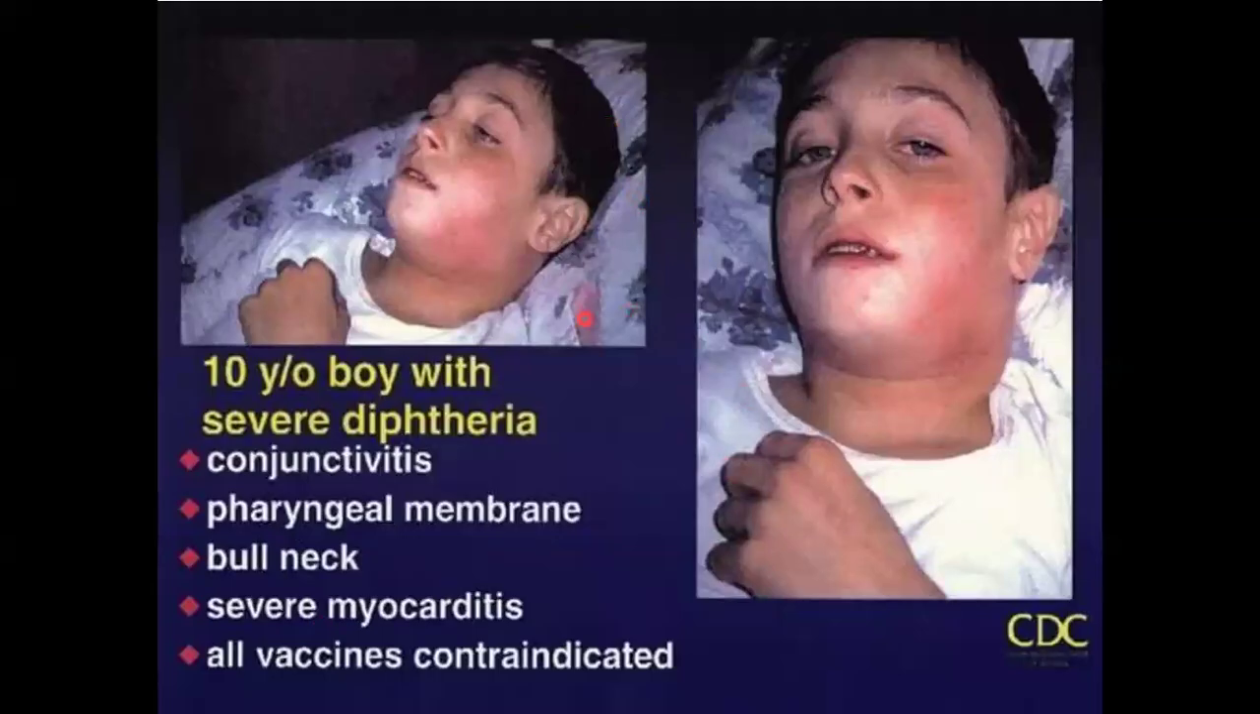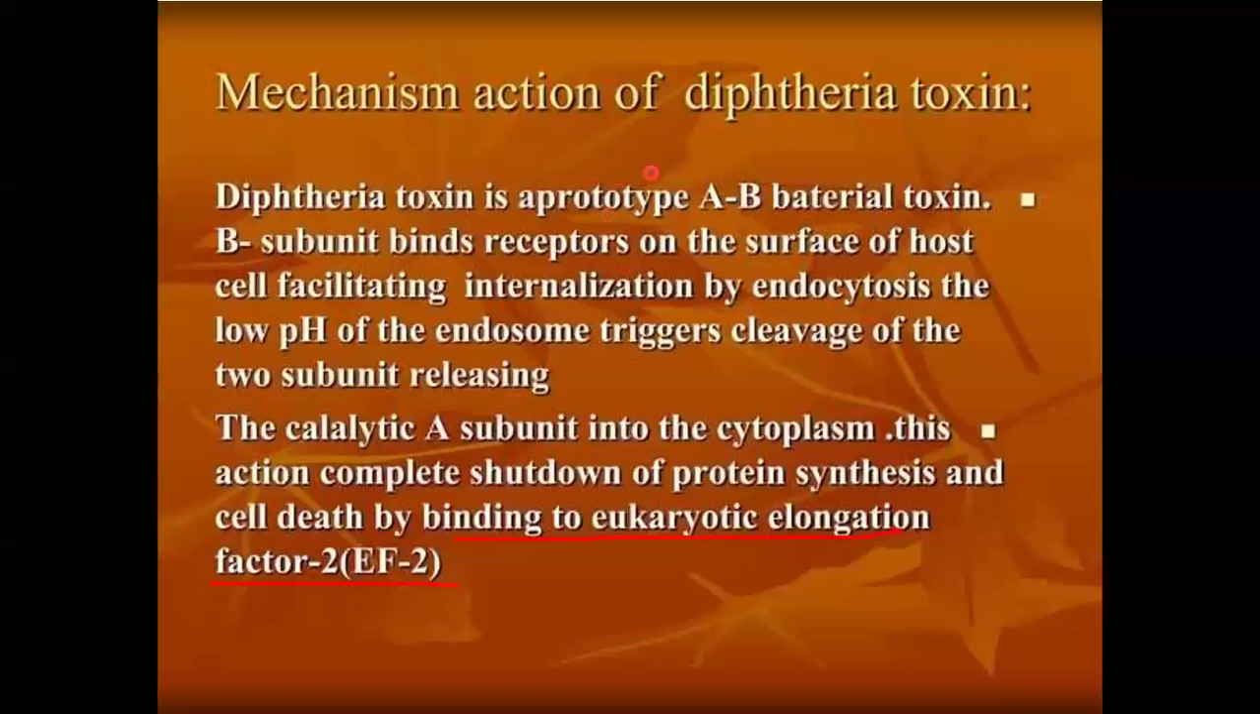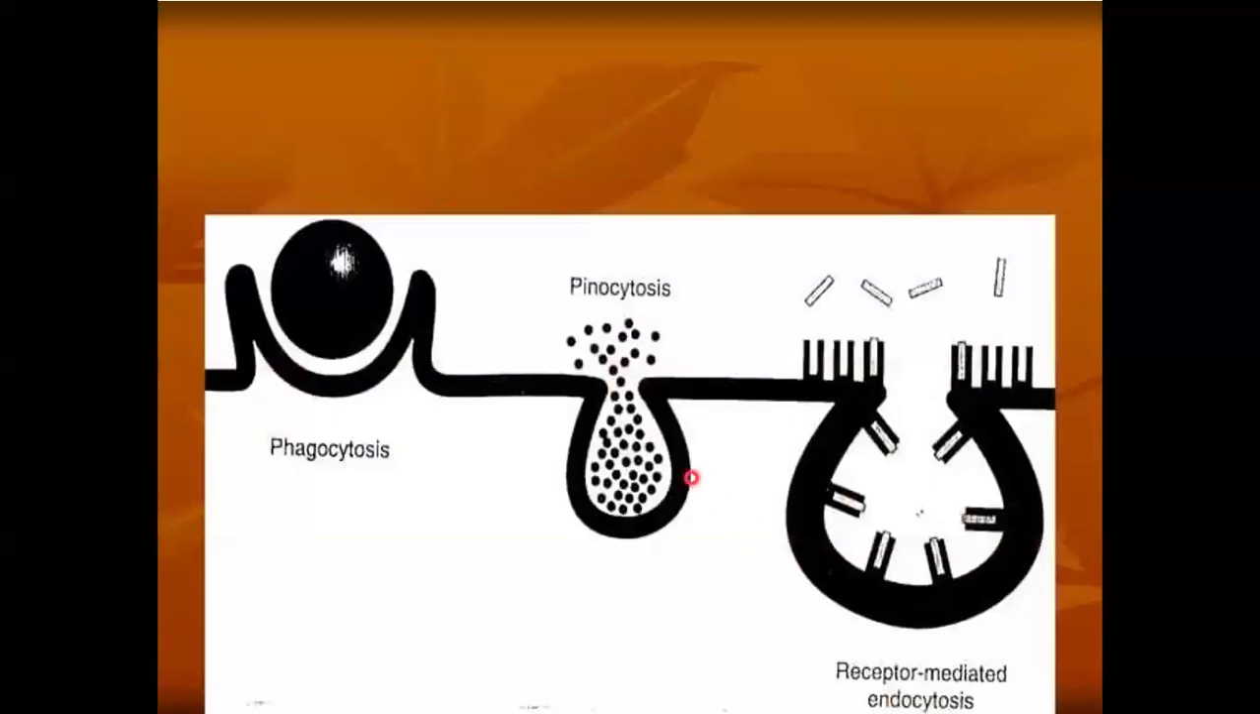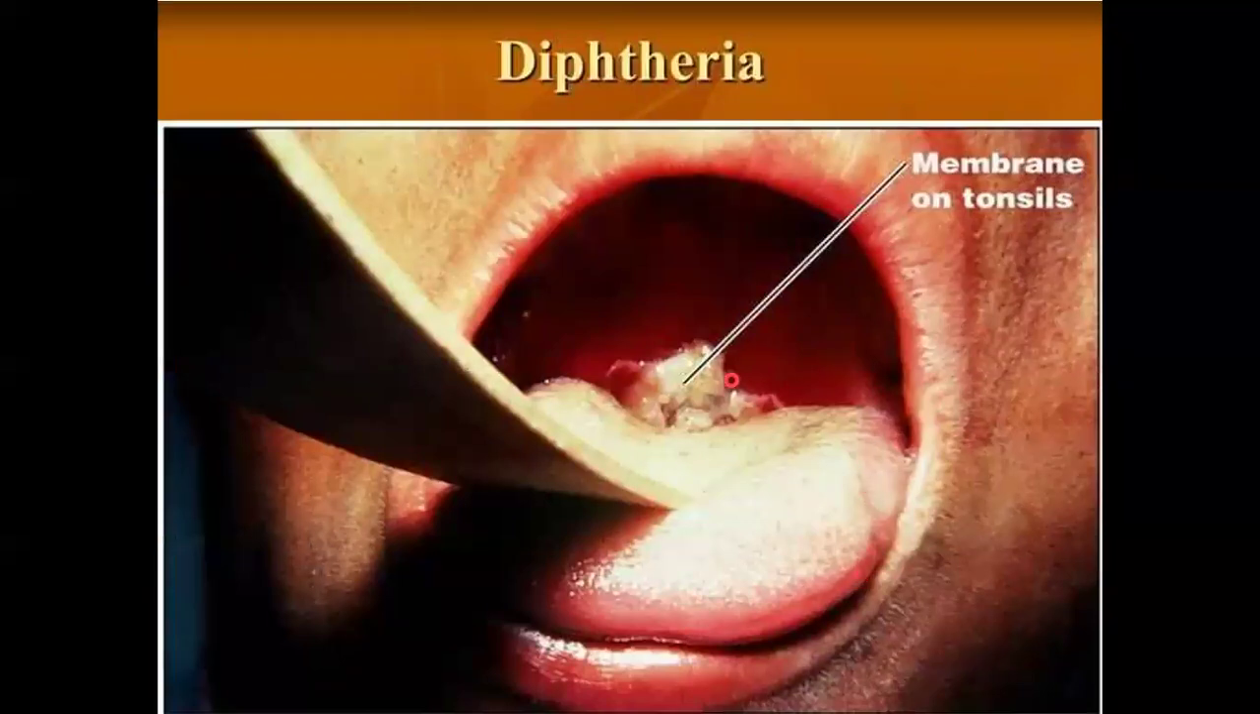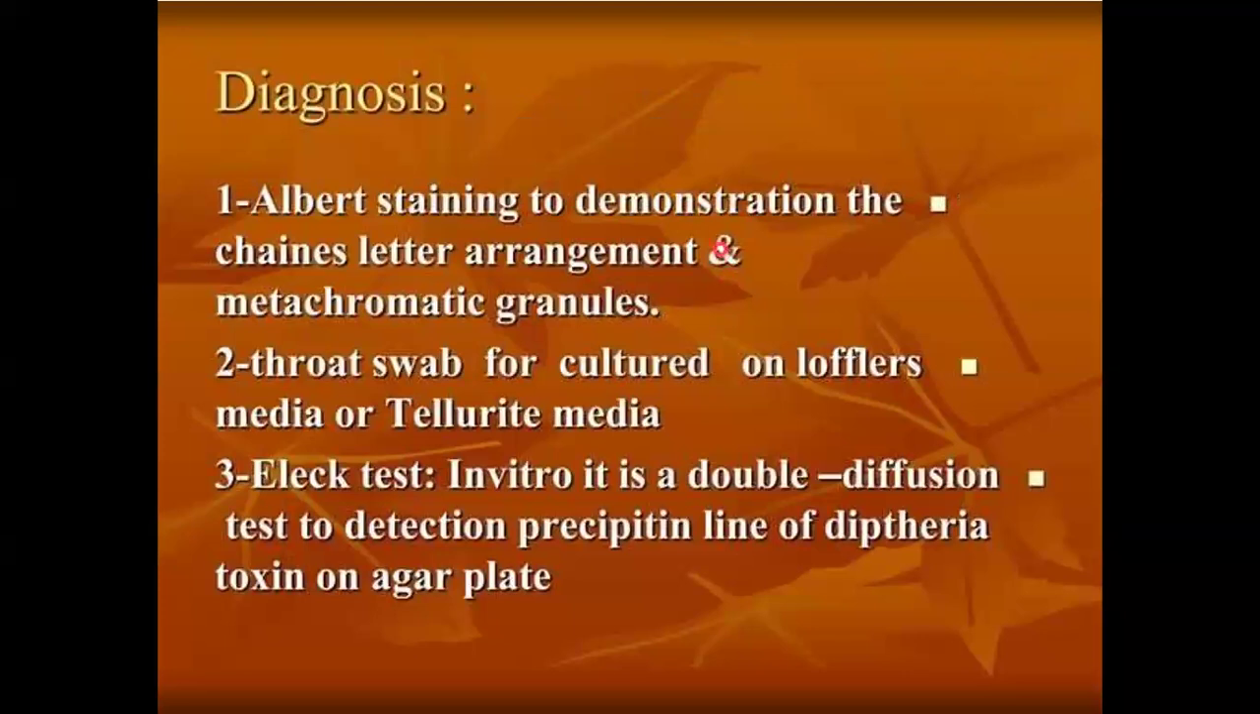As you can see in this boy, he was not vaccinated and he developed severe diphtheria. This was the pseudomembranous pharyngitis. Mechanism of action, as I have told you, is binding to elongation factor 2, therefore inhibiting protein synthesis, as I have shown here. Then this is the diphtheria. Then we go to diagnosis.